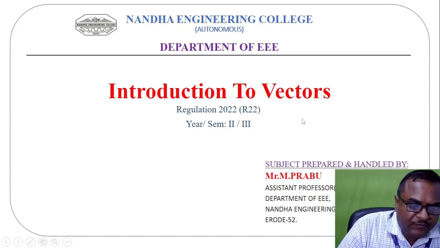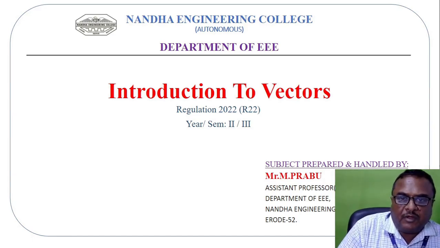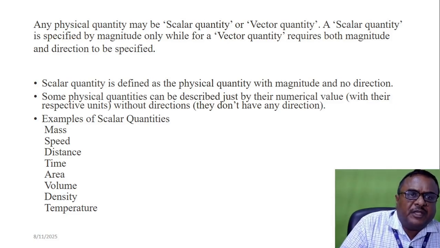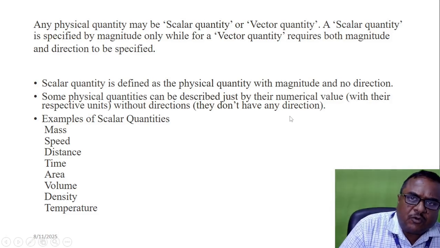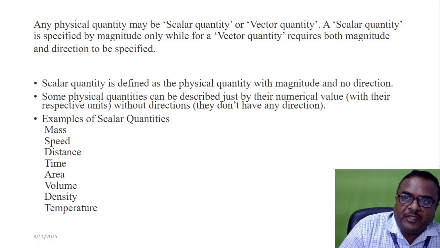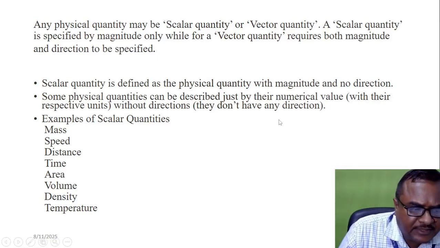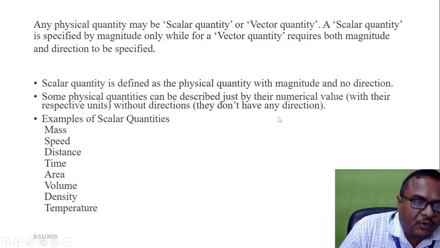So in general, electromagnetic field theory problems involve three space variables along with the time variable, and hence the solution tends to become correspondingly complex. Therefore, we are going for vector analysis. In vector analysis, any physical quantity may be a scalar quantity or a vector quantity. A scalar quantity is specified by magnitude only, whereas a vector quantity requires both magnitude as well as direction.